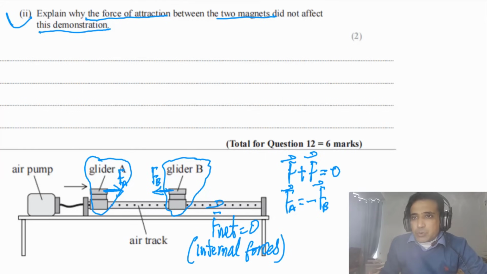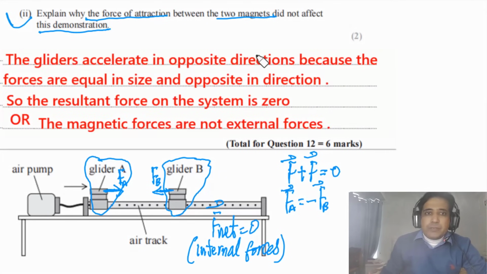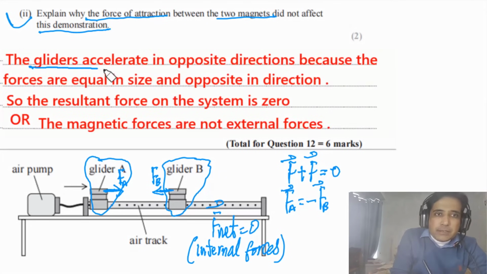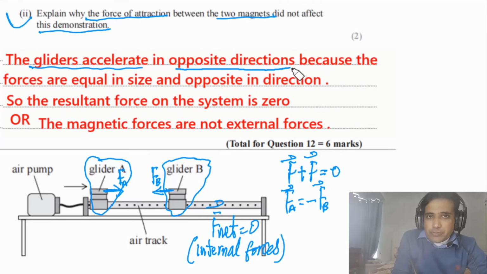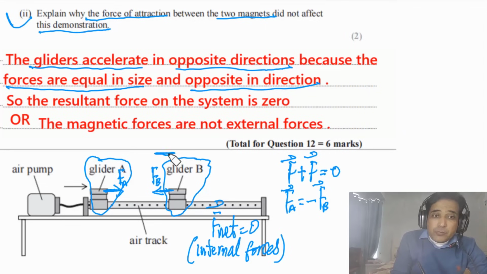So let me show you the answer. In your answer you can mention these points. First of all, you can say the gliders accelerate in opposite directions because the forces are equal in size and opposite in direction. That means the direction of acceleration and the direction of the resultant force on this glider has to be the same.